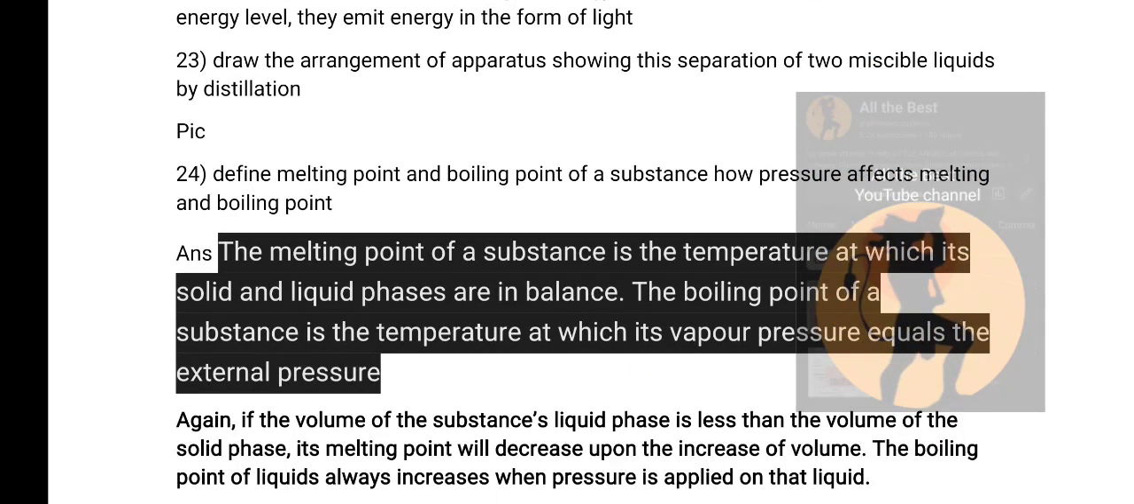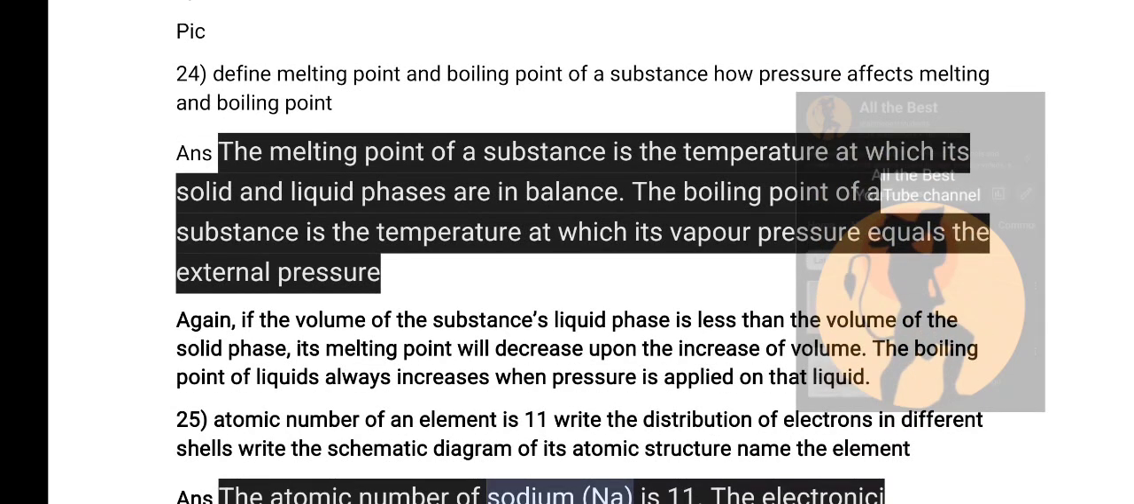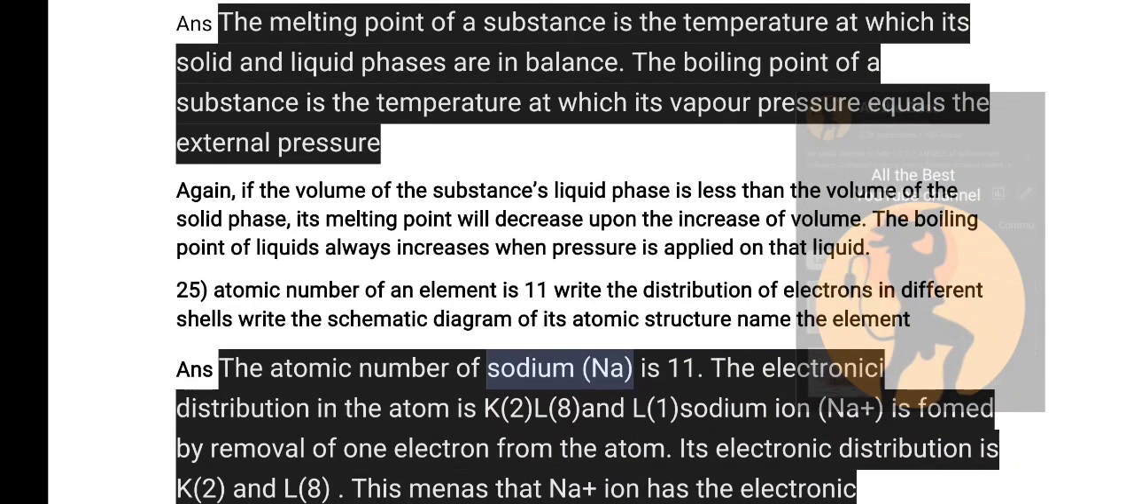Define melting point and boiling point of a substance. How does pressure affect melting and boiling point? The melting point of a substance is the temperature at which its solid and liquid phases are in balance. The boiling point of a substance is the temperature at which its vapor pressure equals the external pressure. If the volume of the substance's liquid phase is less than the volume of the solid phase, its melting point will decrease upon the increase of pressure. The boiling point of liquids always increases when pressure is applied on the liquid.